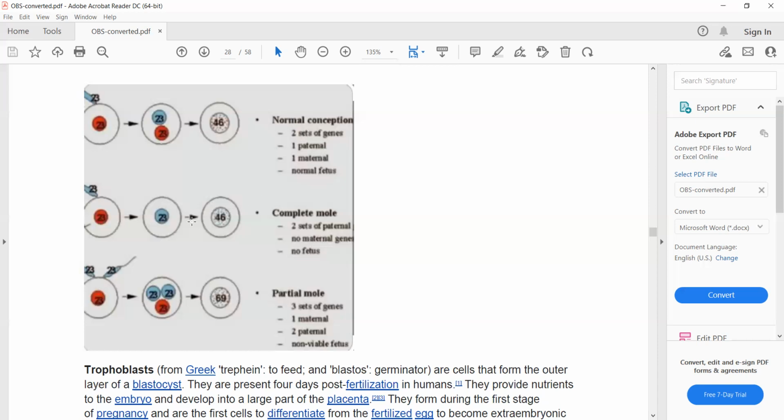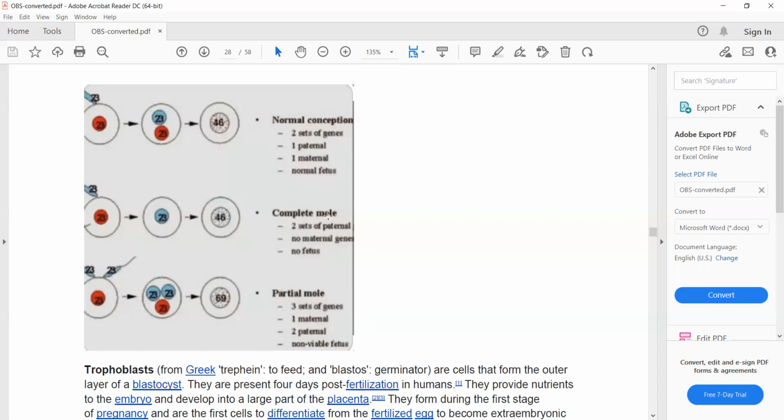Now, what happens in gestational trophoblastic disease? There are two scenarios. Two sperm combine with an empty ovum, or empty egg. Empty ovum means maternal chromosomes are not present, so all of the 46, or both sets, are from the paternal side. It will lead to excessive proliferation of the trophoblastic cells, and there will be no embryo. If this happens, a complete mole will form.